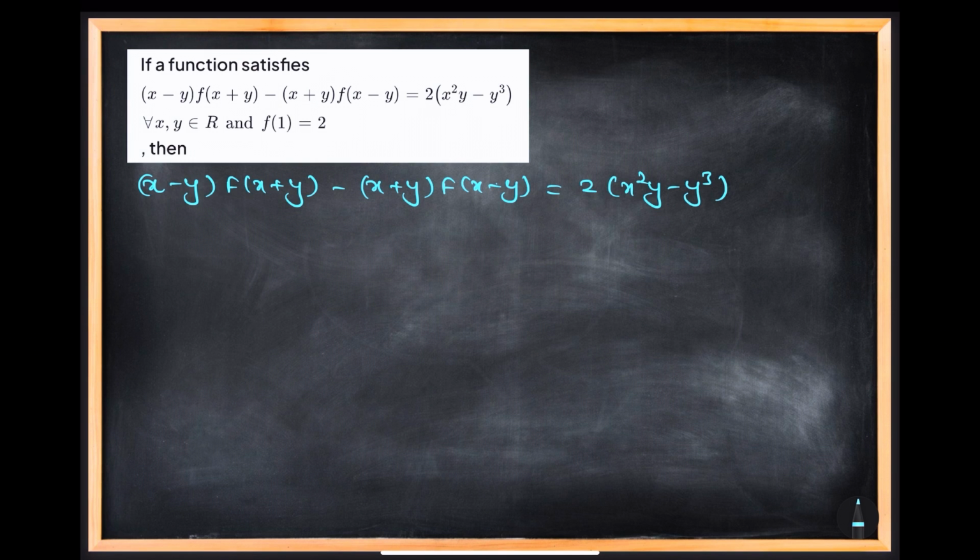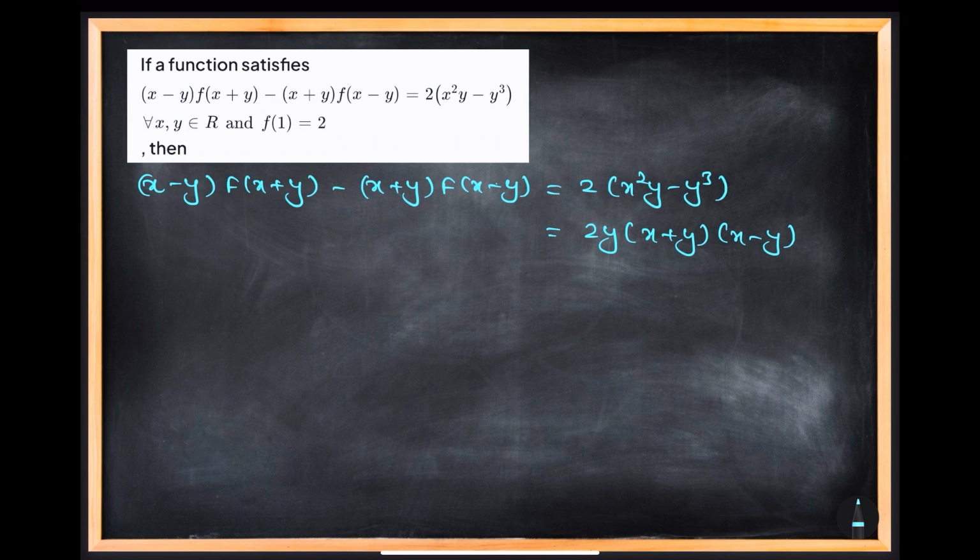So look at the idea. If you observe, we have x minus y. We have x plus y. Can we create x minus y and x plus y from here? Yes, we can. If we take y common from that component, we will have 2y times (x square minus y square). So x plus y, x minus y.